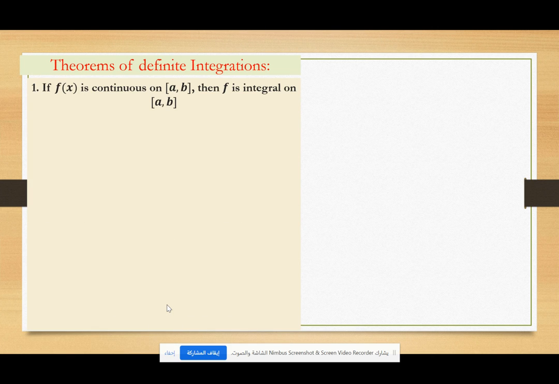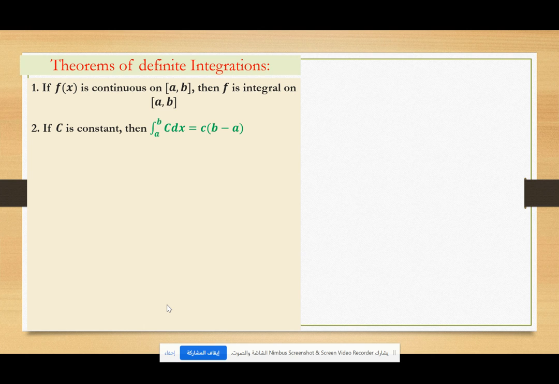We have many theorems on that lesson. So we are going to mention them now all and then discuss each individually. Number one, if f of x is continuous on the closed interval from a to b, then f is integrable on the interval a to b.